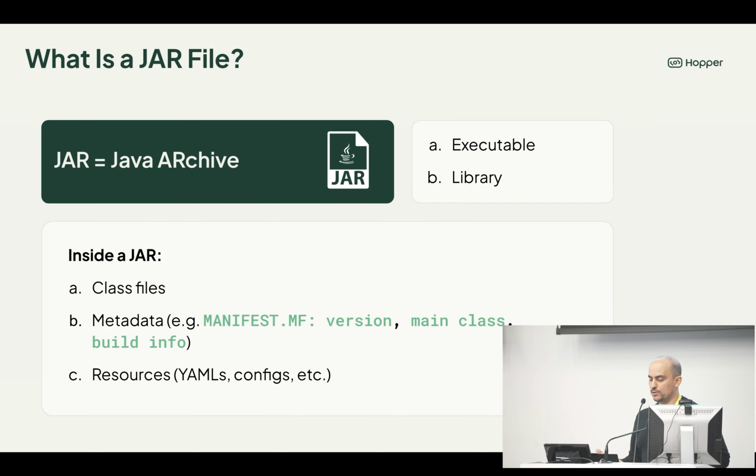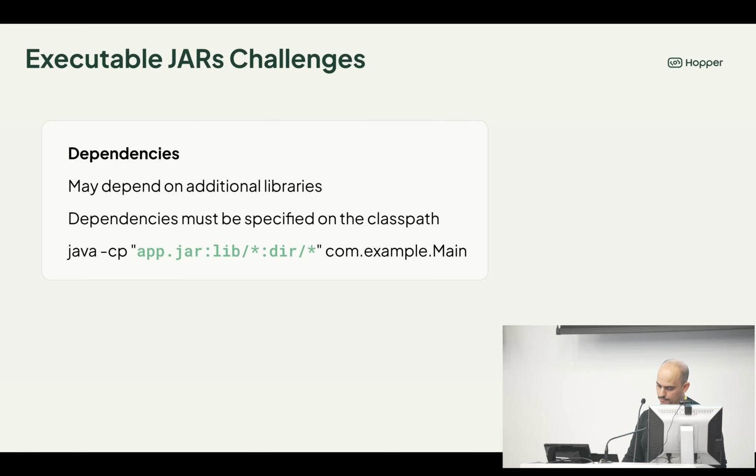Because it's a zip, it could contain resource files and configuration files. Log4j has a lot of configuration files in it. And it can be an executable. Executable means that there is a main class, a main method signature, that's the only thing we need to run the Java application. Or it could be a library without a main class, which will be a dependency in other projects. So, what are the challenges in an executable jar?